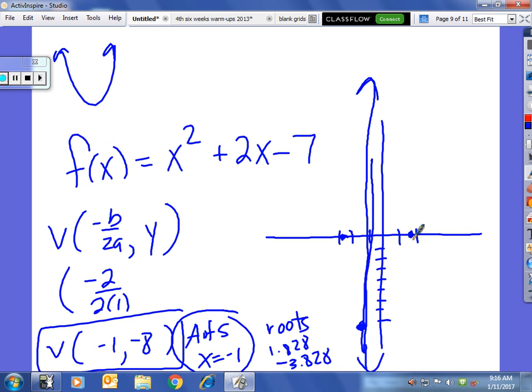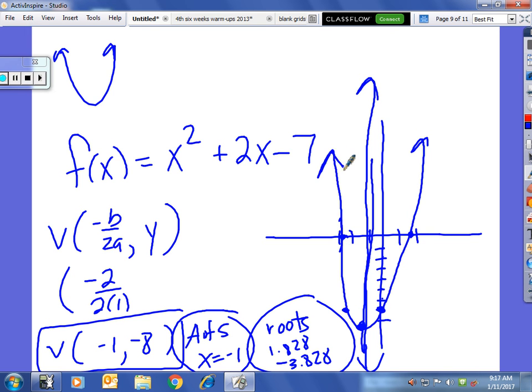What's another point that I can find real easily? The y-intercept. What's the y-intercept? Negative 7. That means it's crossing the y-axis at negative 7. I can find the mirror point over here. Okay, and again, you got to forgive my picture. It's not perfect, but at least I have a general idea of the shape.